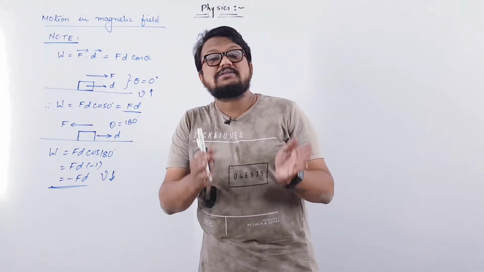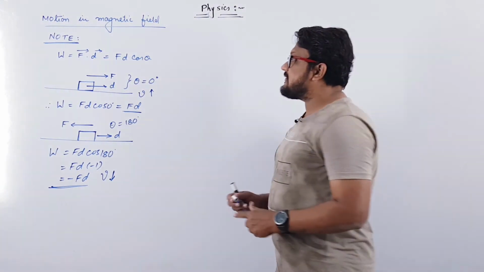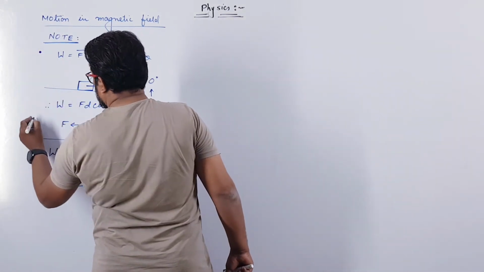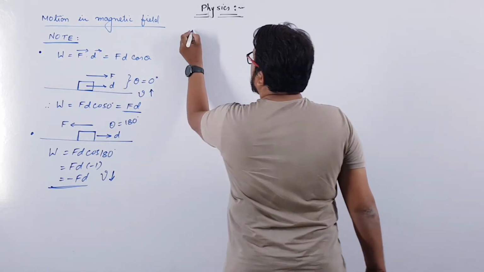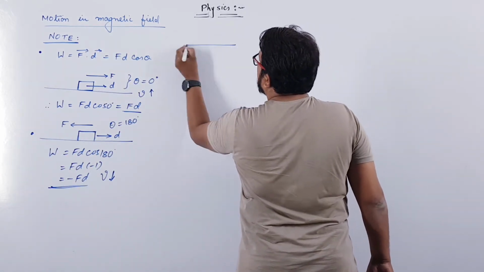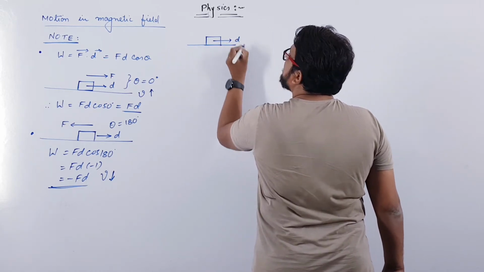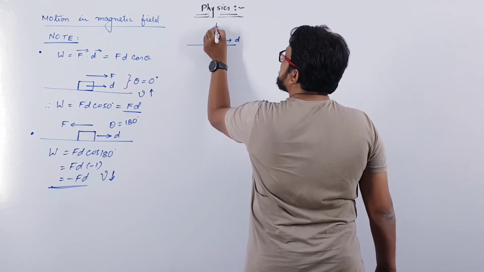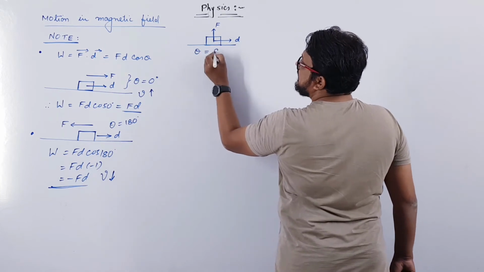Now what happens if force and displacement are perpendicular to each other? Right, this is the second case. Let us say the object is moving in this direction, displacement is along the right hand side, and the force acting on this object is in the upward direction in such a way that the angle between them is 90 degrees.